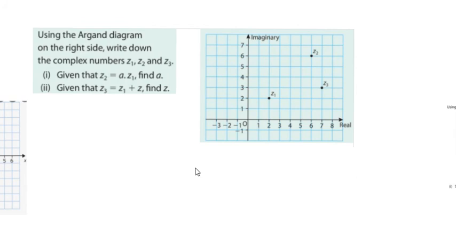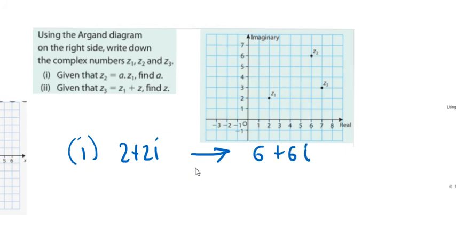Well, z1 is 2 plus 2i. You can read that off the Argand diagram. And it's moved on, so z2 then is 6 plus 6i. So what you're thinking about is what would 2 plus 2i have to be multiplied by to give 6 plus 6i. If you just take the real parts, 2 to 6, what does 2 have to be multiplied by to give 6? It's obviously 3. So a has to be equal to 3.